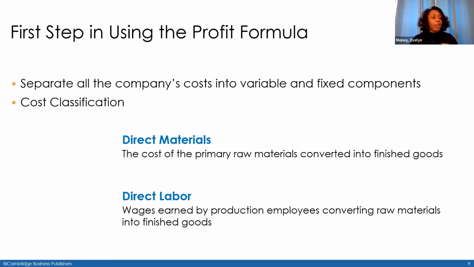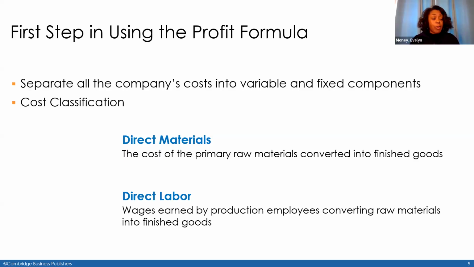For direct materials, these are the costs associated with getting the raw materials needed to make my finished product. So I'm going to take those raw materials and transform them into a finished product. If I have a lemonade stand, we're talking about the lemons, the sugar, the water. The cost of all those things would be my direct materials. My finished goods, of course, would be the finished lemonade product.